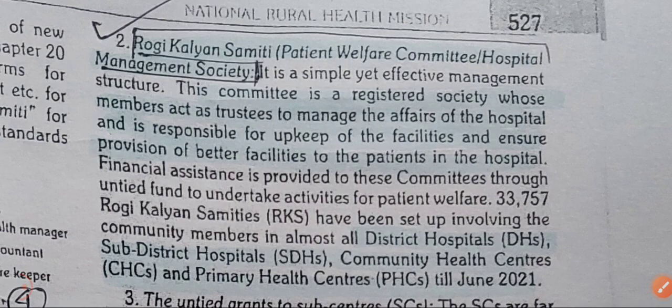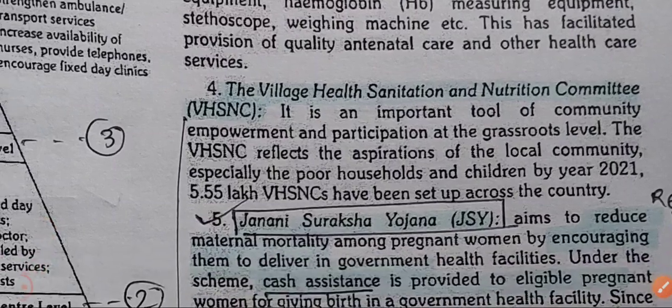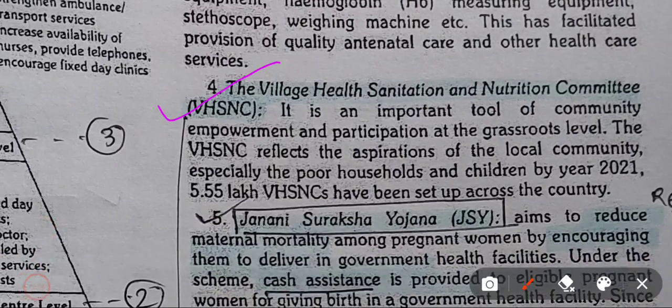So the Rogi Kalyan Samiti is active across all district hospitals, sub-district hospitals, community health centers, CHCs, and primary health centers, PHCs, till June 2021. Then comes the Village Health Sanitation and Nutrition Committee, which is about empowerment and participation at the grassroots level. The VHSNC reflects the aspirations of the local community.